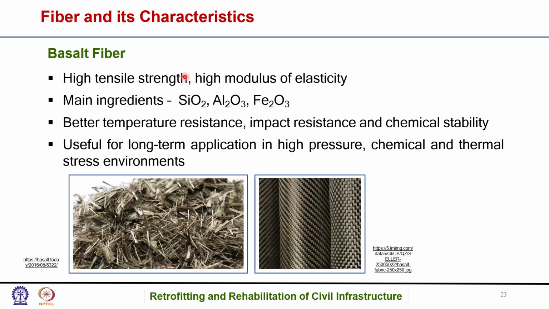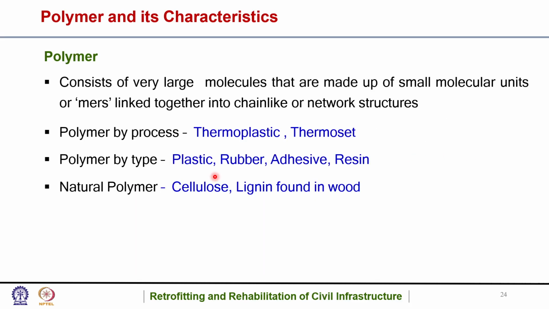Then there are basalt fibers. They have high tensile strength and high modulus of elasticity, and the main ingredients are silica, alumina, and iron oxide. They provide better temperature resistance, impact resistance and chemical stability. They are useful for long-term application in high pressure, chemical, and thermal stress environments.